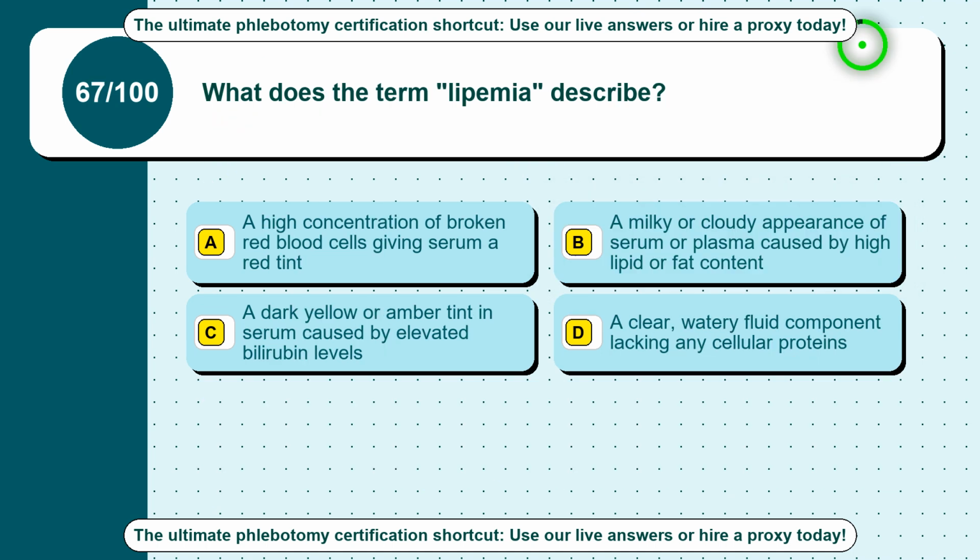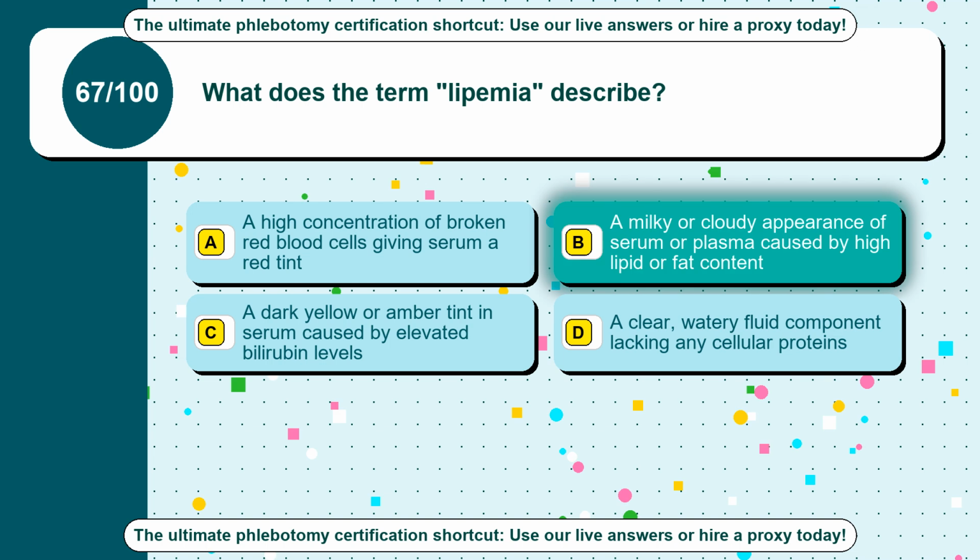Question 67. What does the term lipemia describe? Option A, a high concentration of broken red blood cells giving serum a red tint. Option B, a milky or cloudy appearance of serum or plasma caused by high lipid or fat content. Option C, a dark yellow or amber tint in serum caused by elevated bilirubin levels. Option D, a clear, watery fluid component lacking any cellular proteins.